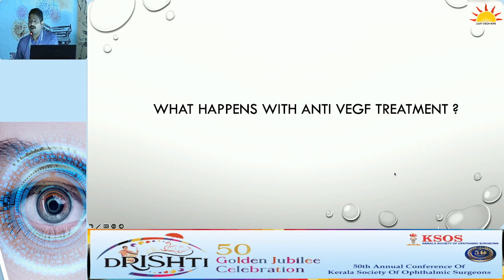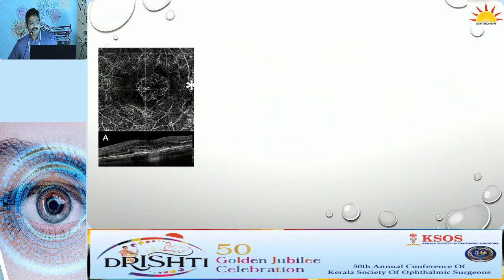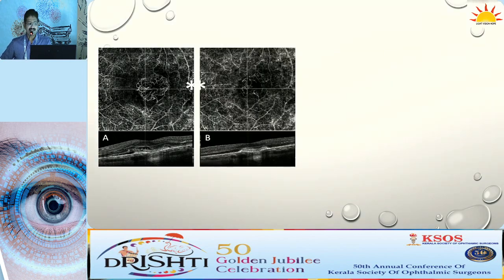So, what happens with the CNVM in OCT with treatment? This is an image of OCT NFAS image, and you can see the structural OCT where you can see the CNVM network. Now, after injection, the anastomosis and loops reduce. The number of capillaries that you see kind of shrink down. The size of the lesion is almost the same.